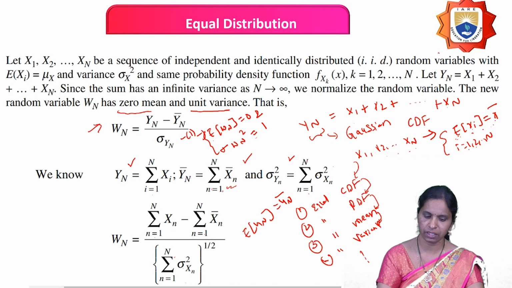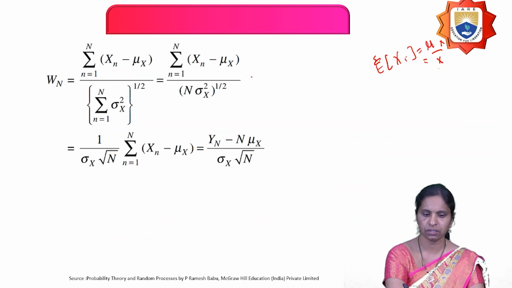Then how can I rewrite this equation as the sum from n equals 1 to N of Xn minus the mean? This mean is a constant, mu_x or x bar. So the sum from n equals 1 to N of Xn minus x bar, or mu_x. You can write it like this also.